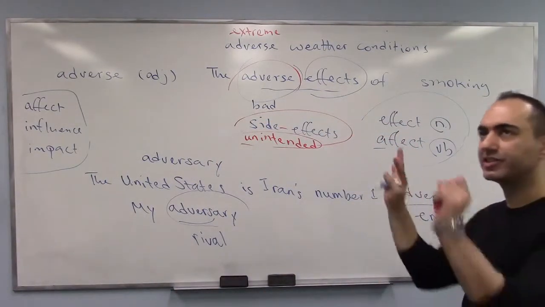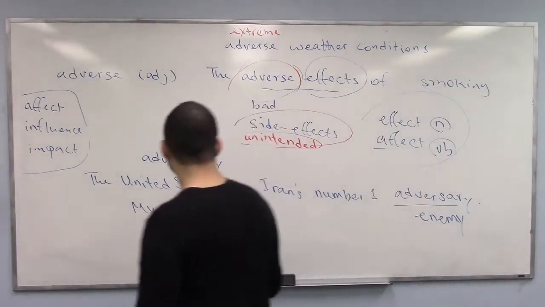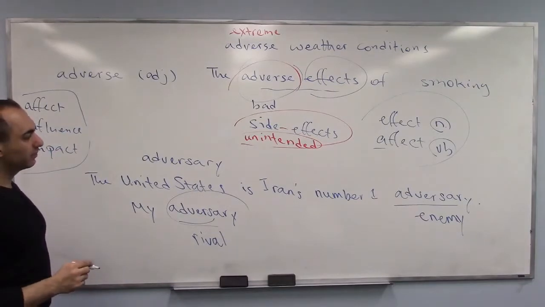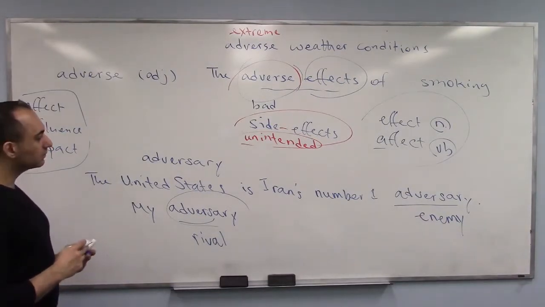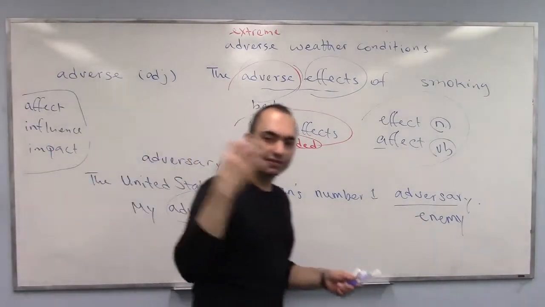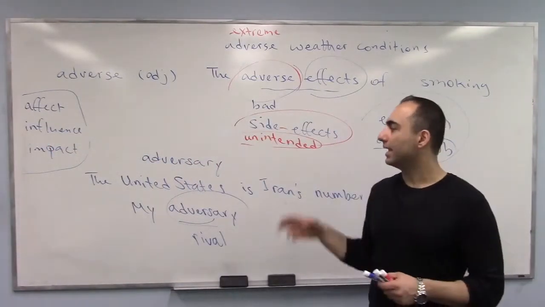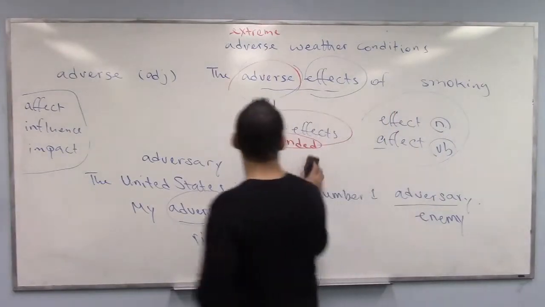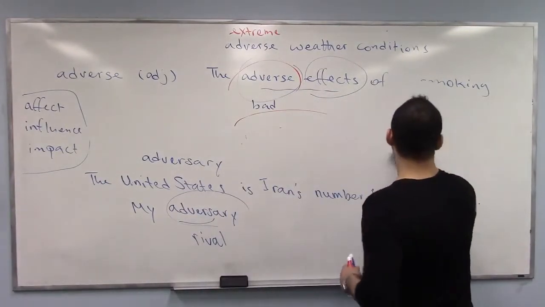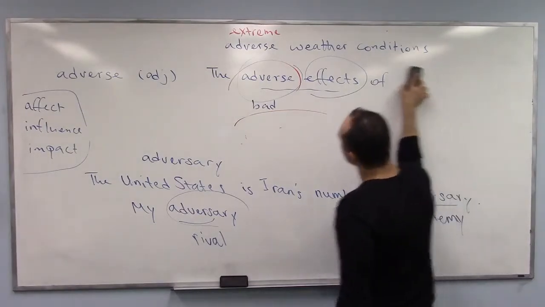So that's the adversary. And of course we have adversarial, not very important. But we have enemy. So adverse effects of something, something adversely affects something, and adversary. Now, speaking of enemy, just a few words about that, and we'll go to effect and effect. Please do not forget the effect and effect. Very important.